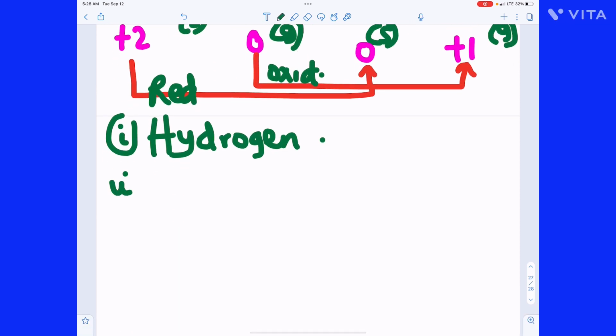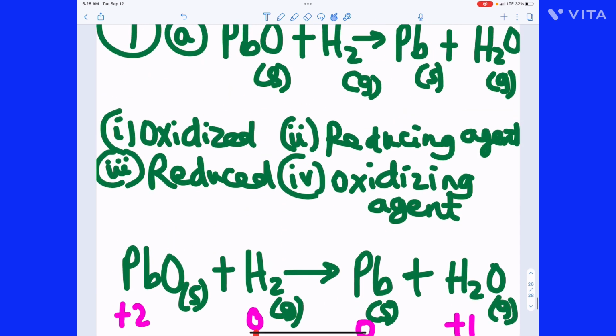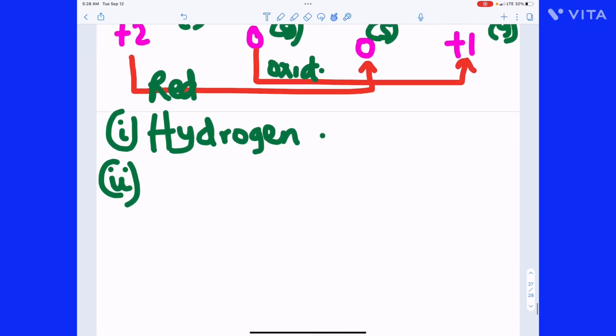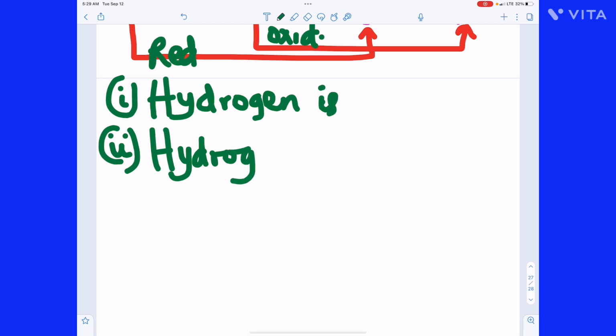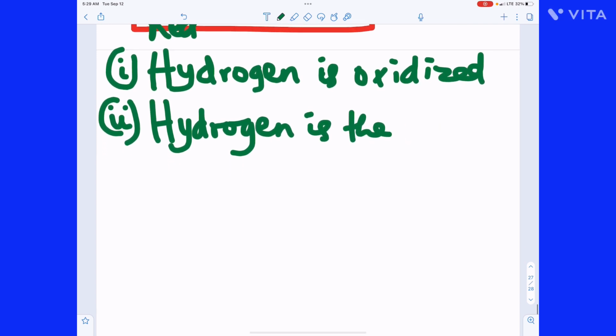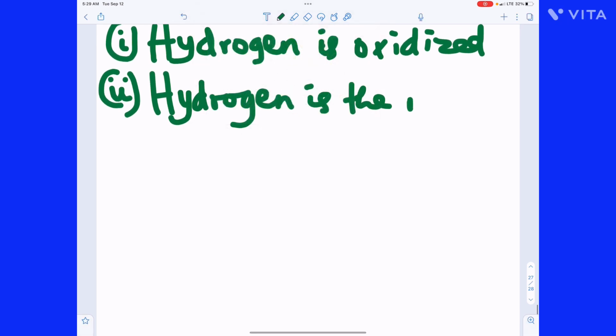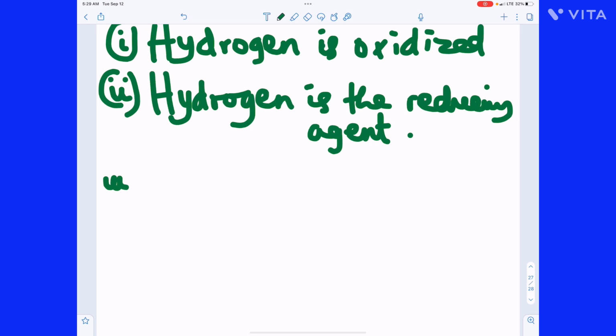Roman number 2. It says we should pick in that reaction what substance is the reducing agent. Any substance oxidized in a redox reaction is the reducing agent. So let's just make this complete. Hydrogen is oxidized. Hydrogen is the reducing agent.